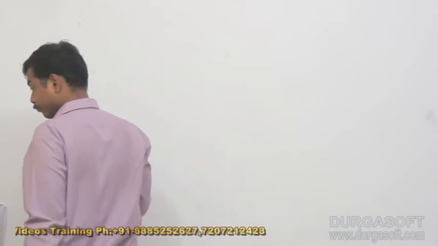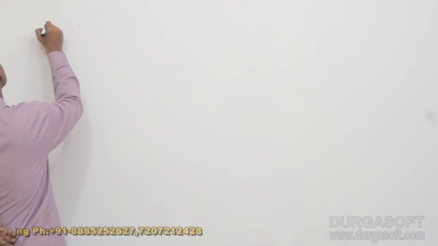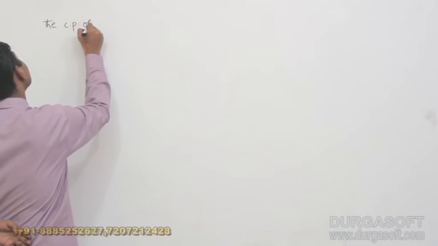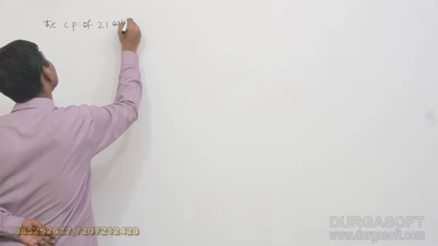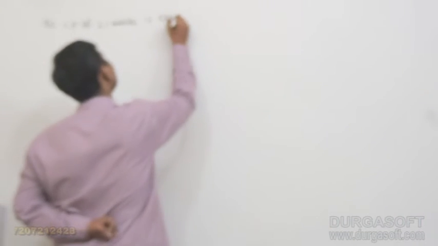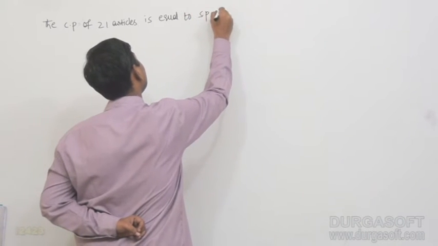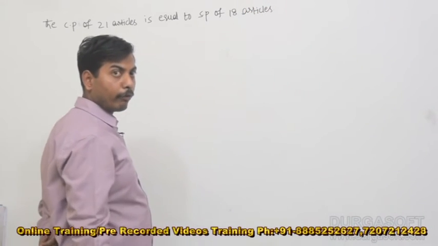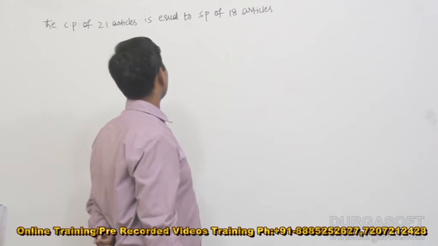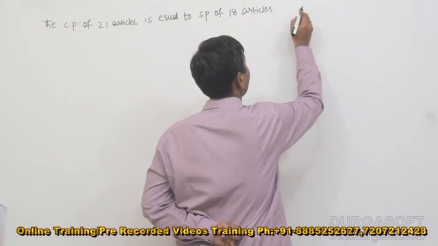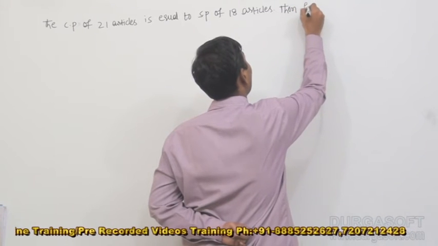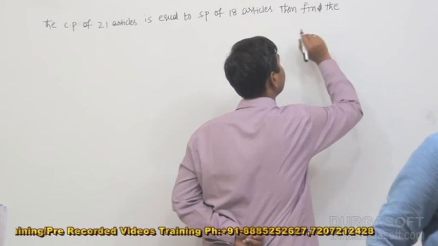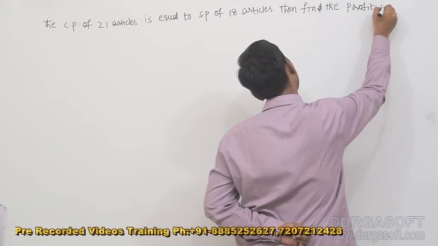Let us go for the next one. The cost price of 21 articles is equal to selling price of 18 articles, then find the profit or loss percentage in the transaction.